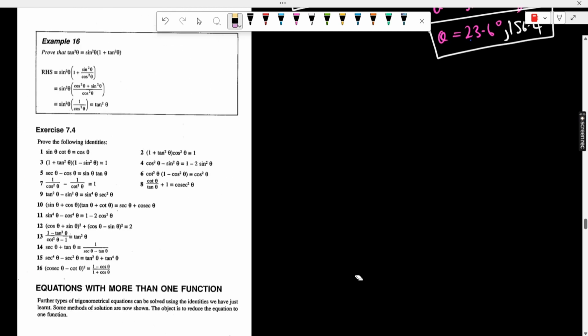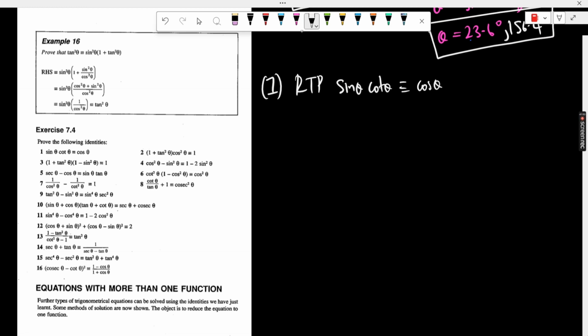So, all right, let's look at the first one here. Can everybody see my screen clearly? Yes, sir. All right, let's start with number 1. So we're required to prove, so we can say RTP, required to prove, that sine theta cot theta is equivalent to cos theta. Now look at that identity and tell me which of the two sides appears to be the more complicated of the two, the left side or the right-hand side?